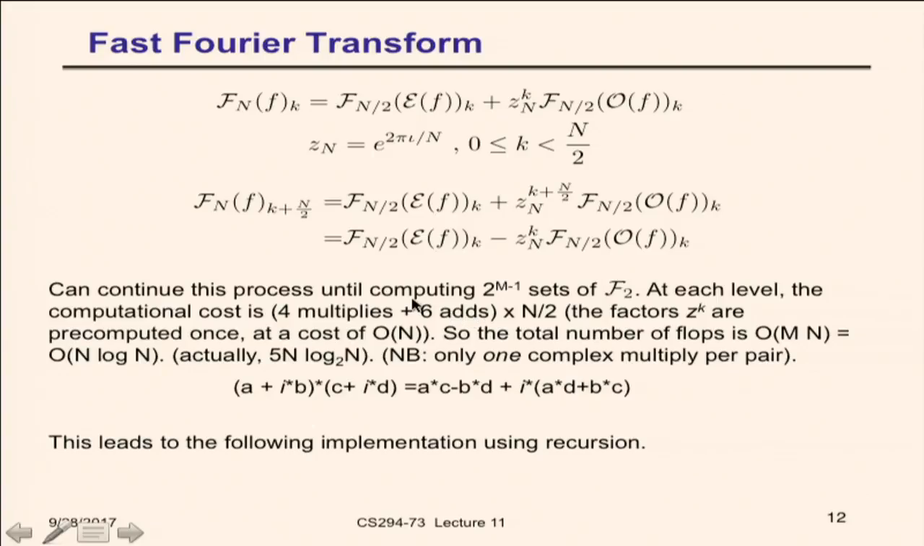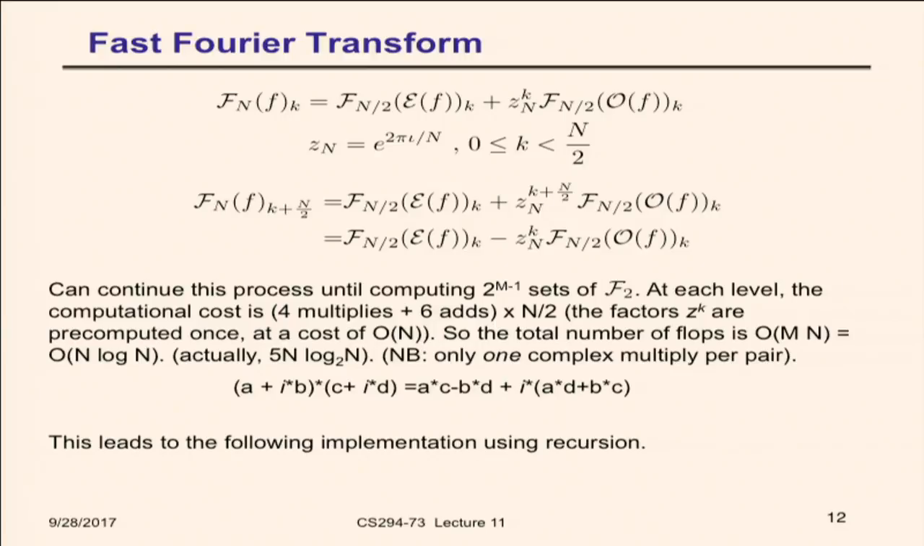So you can apply this recursively, if n is a power of 2, until you get down to n over 2 sets of f2. How much does this cost? At each level, it costs one complex multiply, because this coefficient you're going to pre-compute and store. This complex multiply is used twice, here and here. So it's only one complex multiply, and then two complex adds, this one here and this one here.